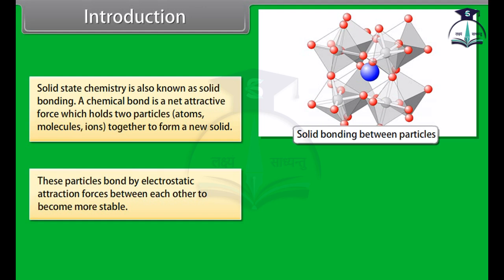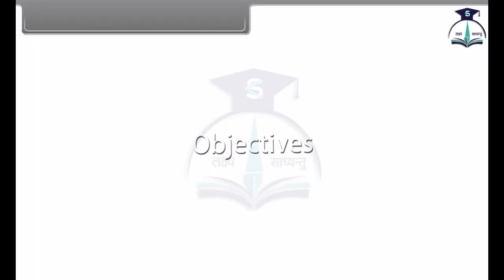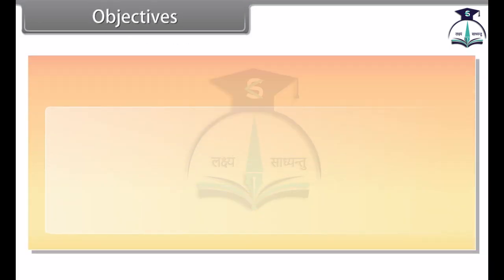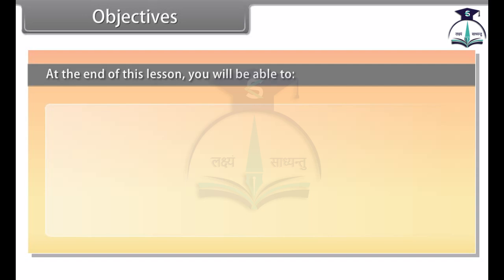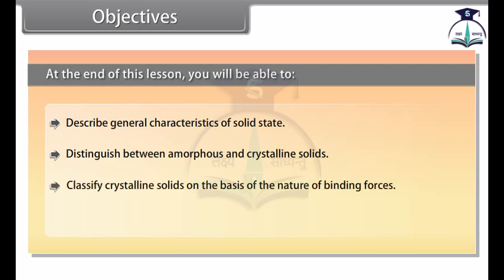Think about it. If you're not solid, you will be nothing, not even water or cloud. Thanks to solid bonding. Objectives. At the end of this lesson, you'll be able to describe general characteristics of solid state, distinguish between amorphous and crystalline solids, classify crystalline solids on the basis of the nature of binding forces, define crystal lattice and unit cell.